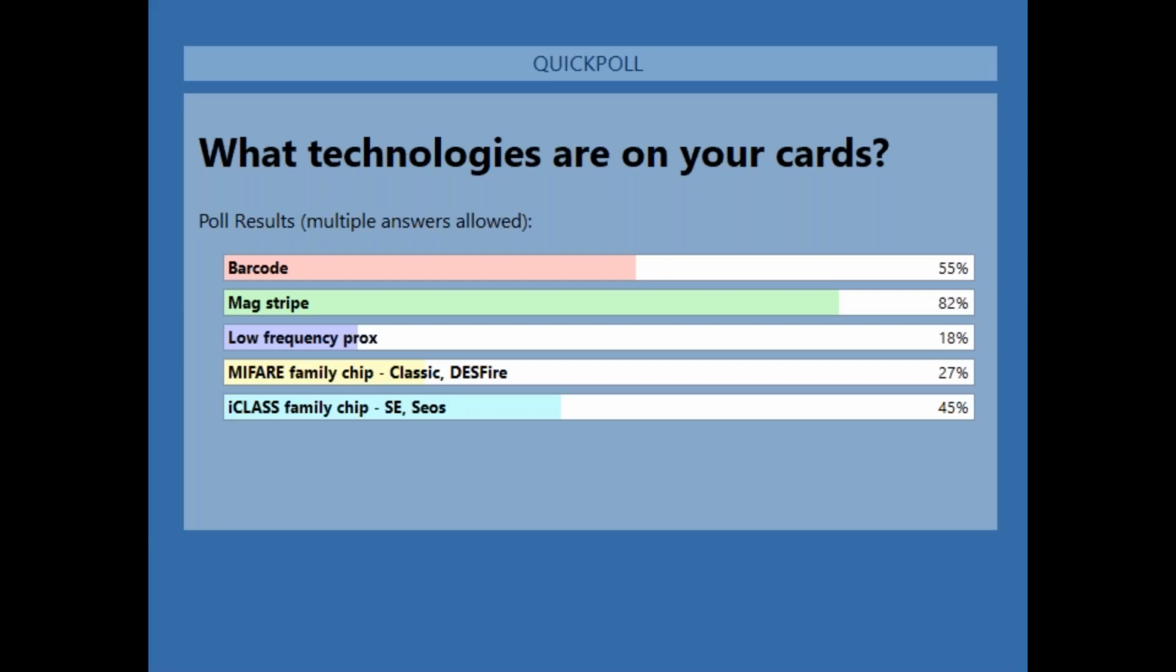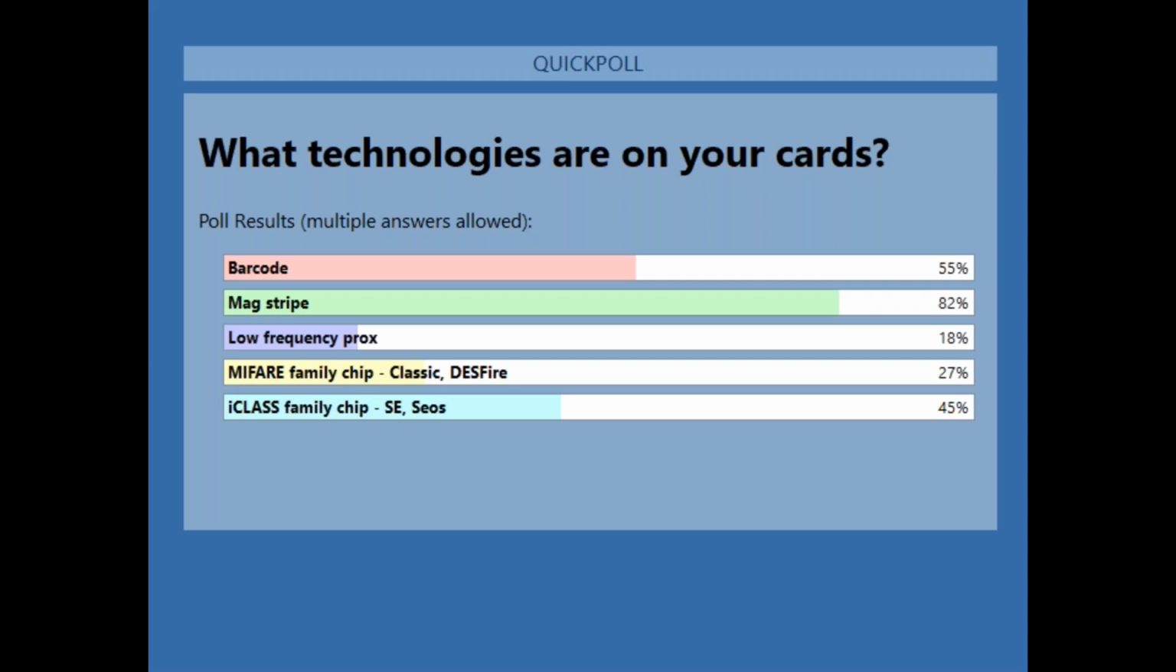82% magstripe. That makes sense. Seems like everybody in the world uses magstripe, or at least in North America. 55% are utilizing a barcode. Now that could be a 2D barcode as well. 45% have a high frequency iCLASS family chip. That'd be the SE or SEOS line. And then 27% utilizing a MIFARE. That could be your classic, DESFire EV1, EV2. And then lastly, 18% of you are using the low frequency prox. So that's your old school 30-year-old technology that is 125 kilohertz. So good variation there. A lot of different technologies on the cards.